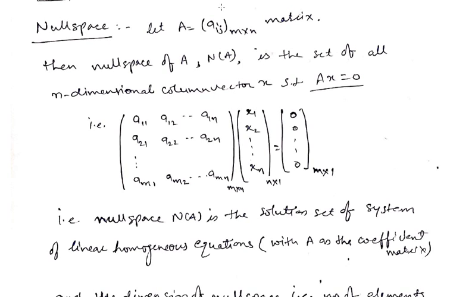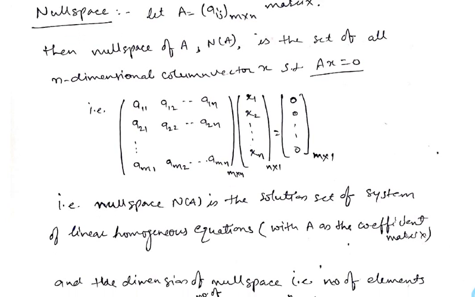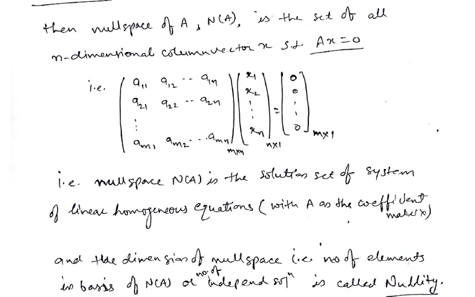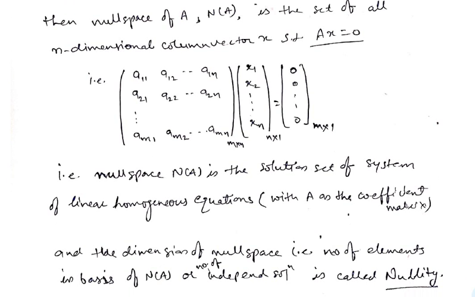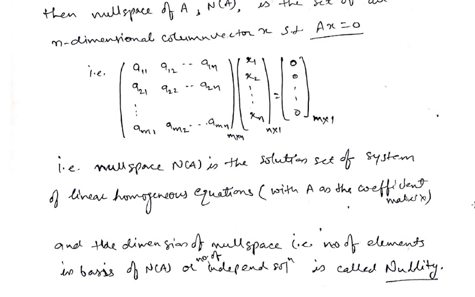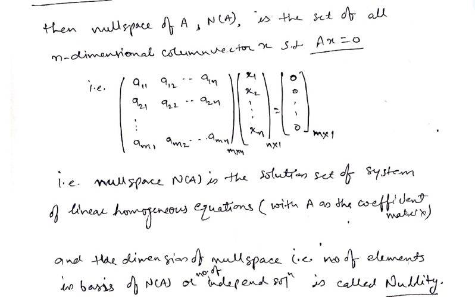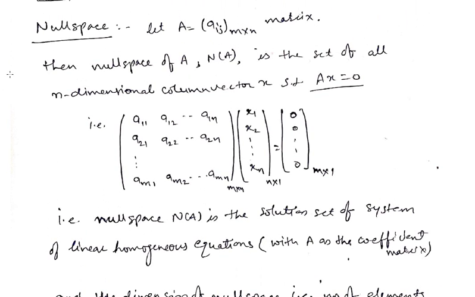Hello students, in this lecture we will discuss the rank nullity theorem, and before discussing it we will look at what a null space is. A null space is the solution of a linear homogeneous system of equations whose coefficients are a matrix A. So we find the null space of a given matrix A.